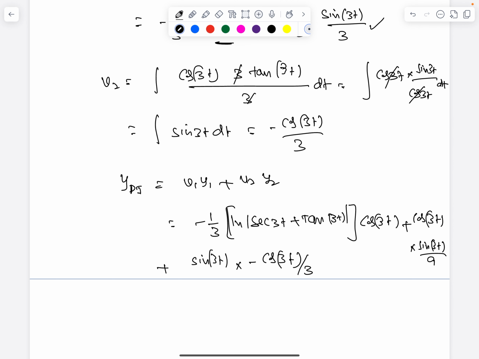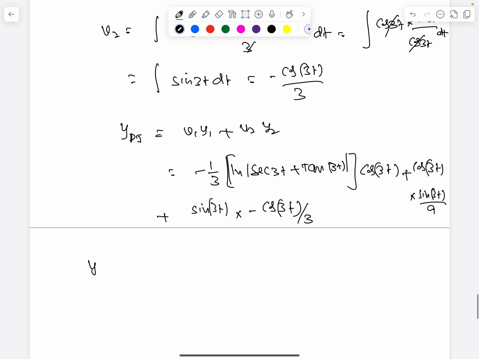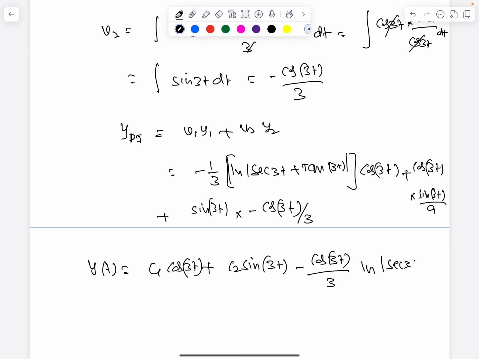This completes the solution. y of t, the general solution, is c1 cos 3t plus c2 sin 3t minus cos 3t times, if you try to take some terms out, ln of secant 3t plus tan 3t. So the other term is cancelling. That completes the problem.